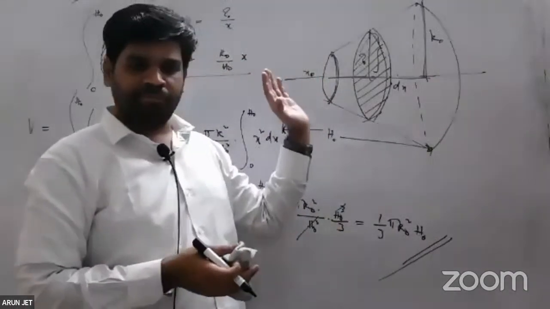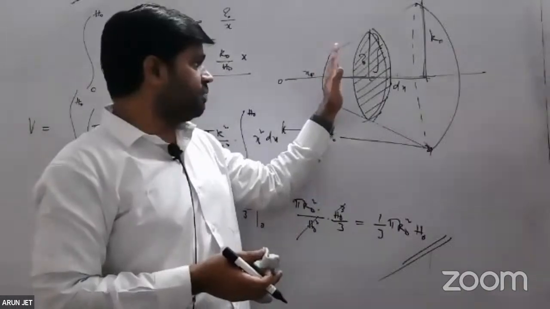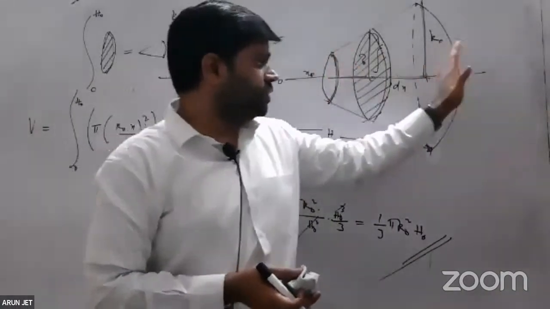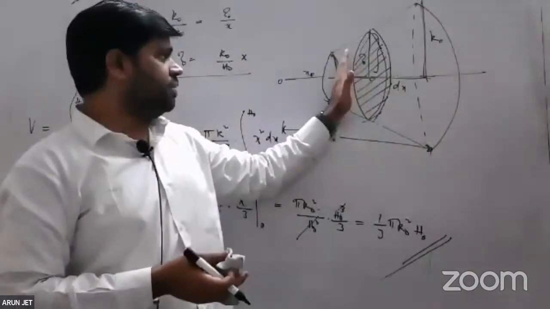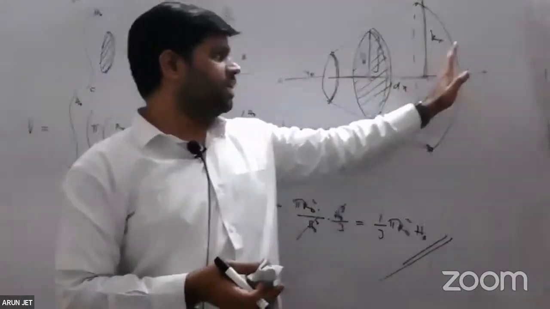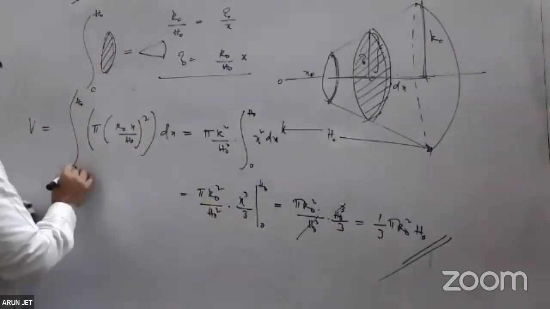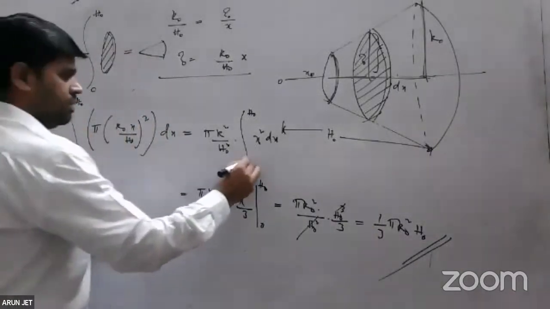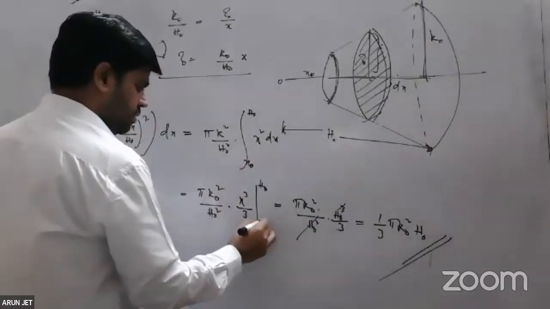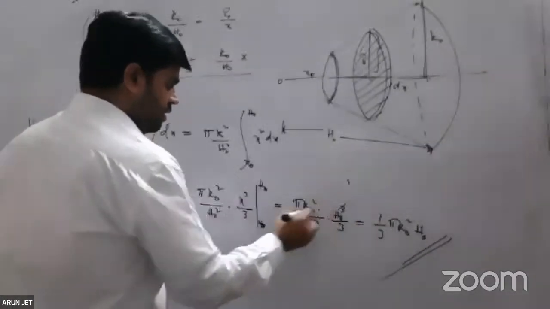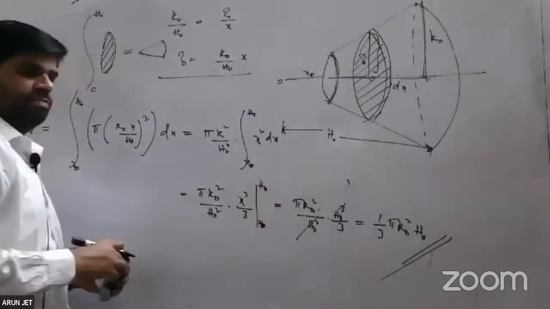From 0 to h0. But now what I did, I've cut this part of the cone. I've got a frustum. This disk is now spanning from this value to this value. What is this value? x is equal to x0. What is this value? x is equal to h0. So I integrate this from x0 to h0, and under these limits, you'll get the volume of the frustum.